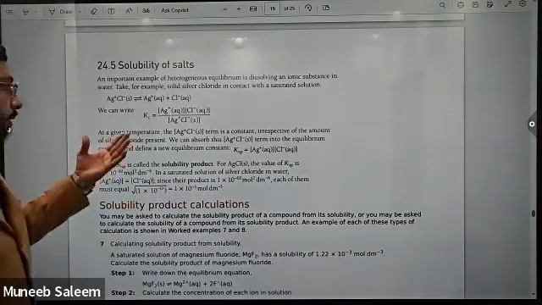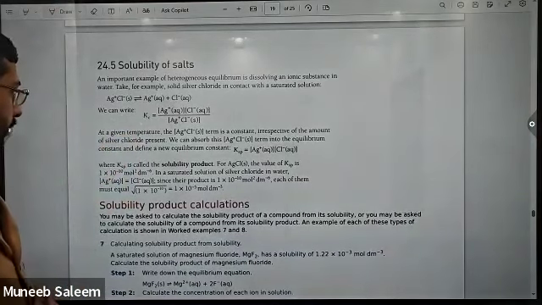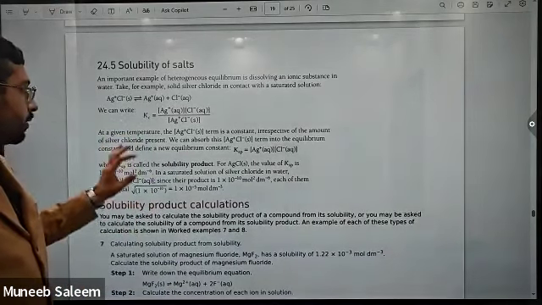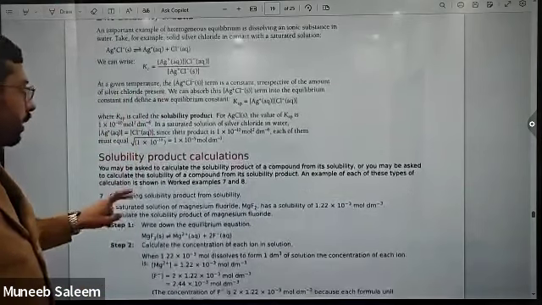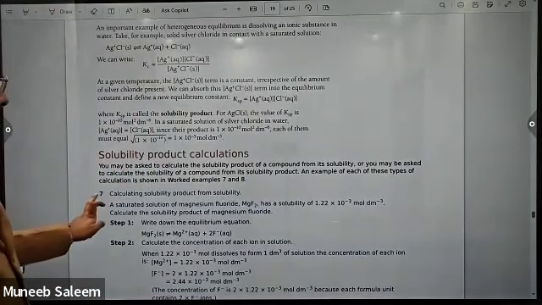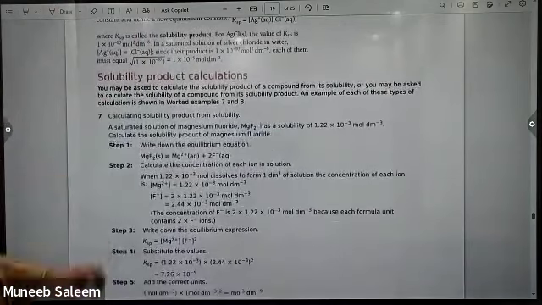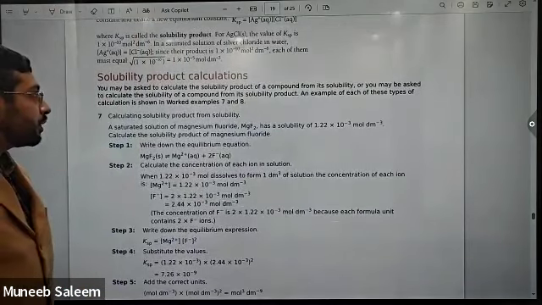Then we have another resource book for the same case. Over here, the same example has been taken, so I do not need to go through this again. I will move next to the solubility product calculations.